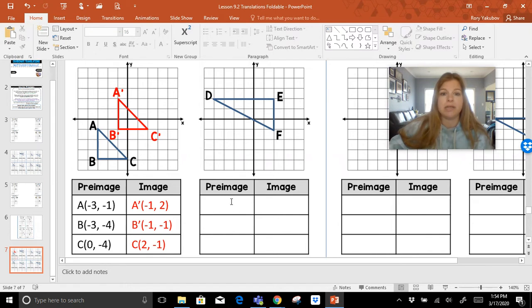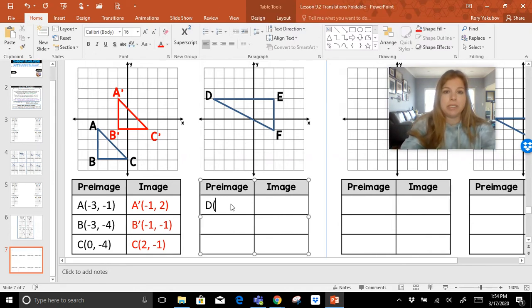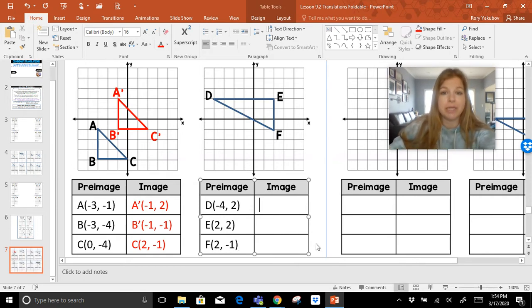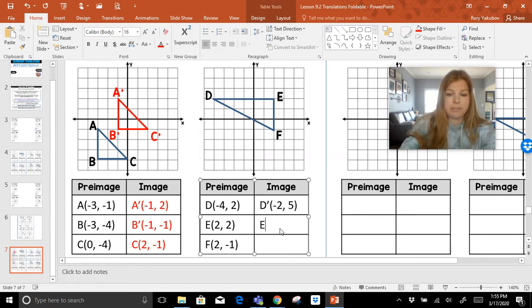Pretty good. So now if I did the same thing here, my pre-image, D is at -4, 2. E is at 2, 2. And F is at 2, -1. So now I can jump right to my image by simply adding 2, adding 3, if that's my translation. So D prime, add 2, add 3. E prime, add 2, add 3. F prime, add 2, add 3.